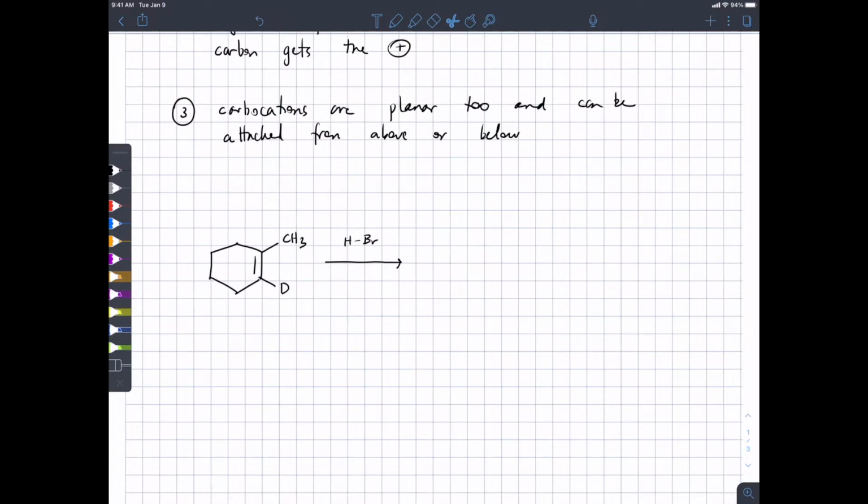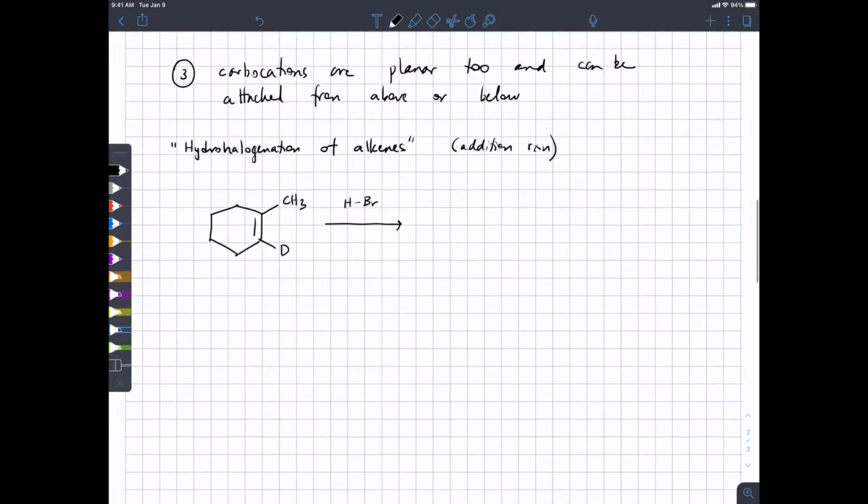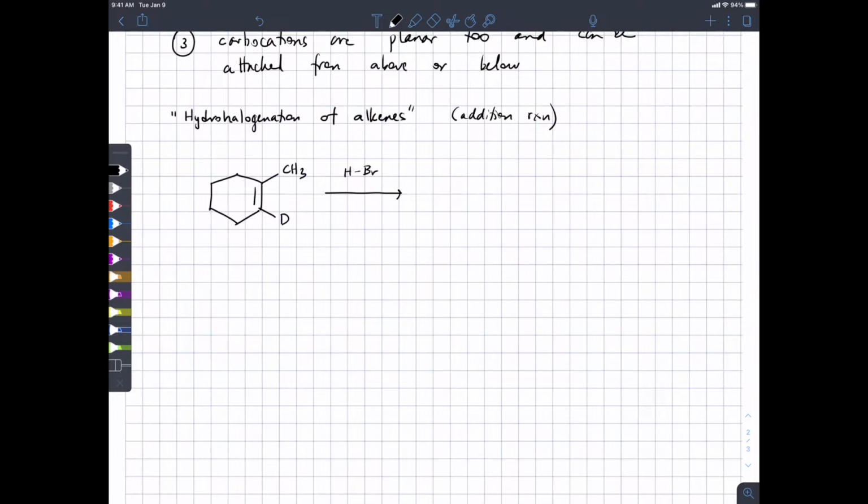And this reaction has a name in your text. It's called hydrohalogenation of alkenes or olefins. And it is the opposite of an elimination reaction. We will call this an addition reaction for reasons that will become clear.